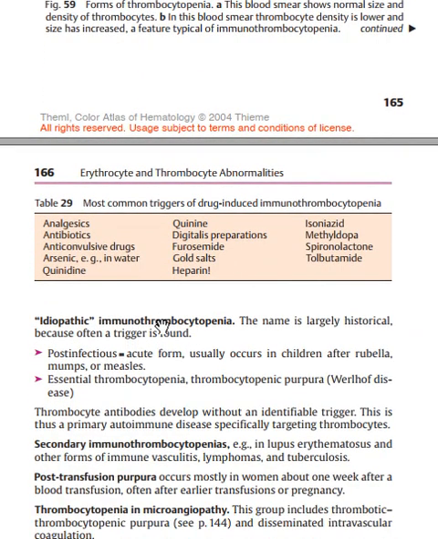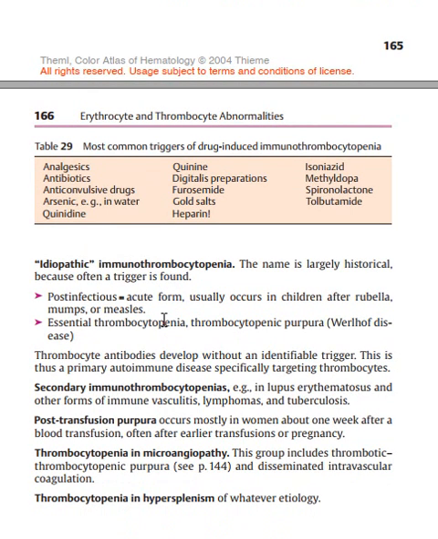It may make you think of thrombocytopenia. Now, what are the most common triggers of drug-induced immunothrombocytopenia? The first one is analgesics. The second is antibiotics. The third is anticonvulsants. The fourth is arsenics, and quinidine. So analgesics, antibiotics, anticonvulsants, arsenics, quinidine, quinine, digitalis preparations, and furosemide are all involved as triggers of immunothrombocytopenia.